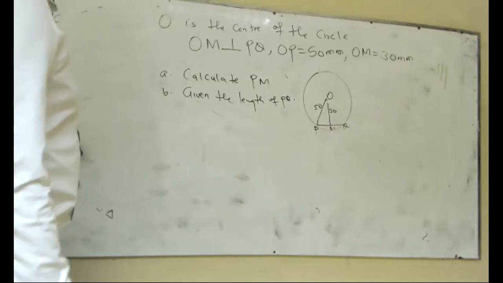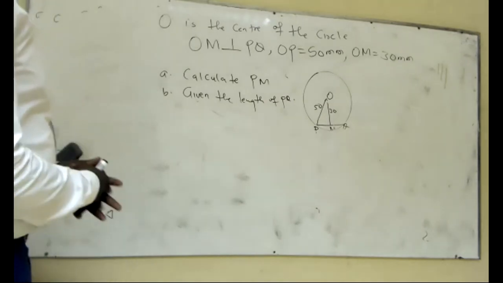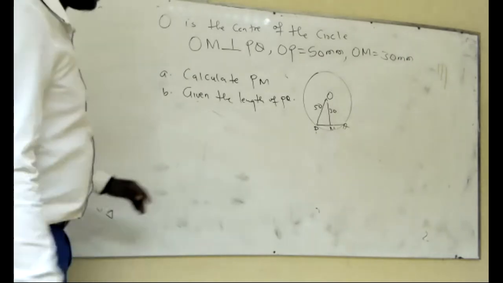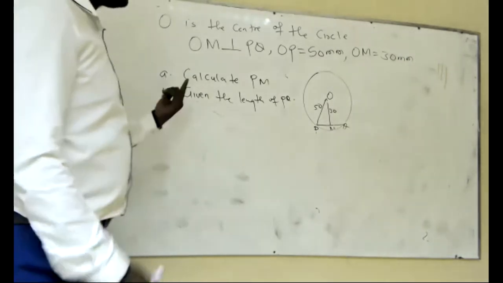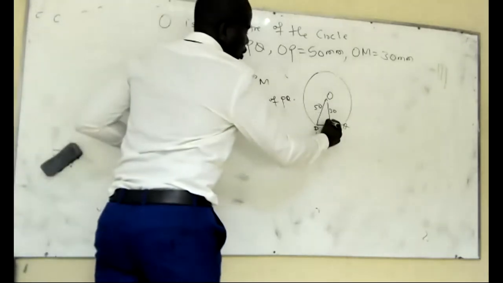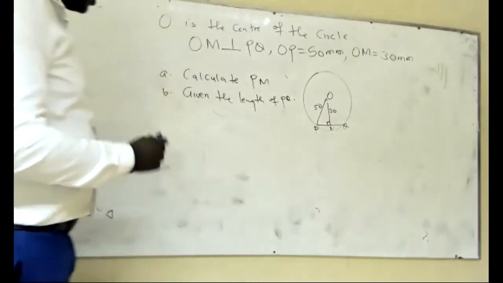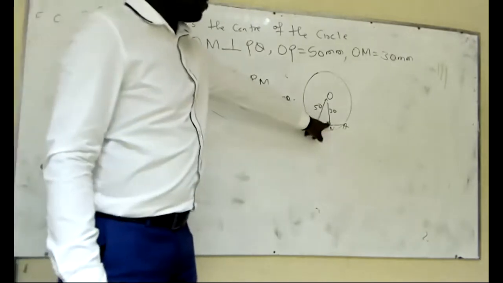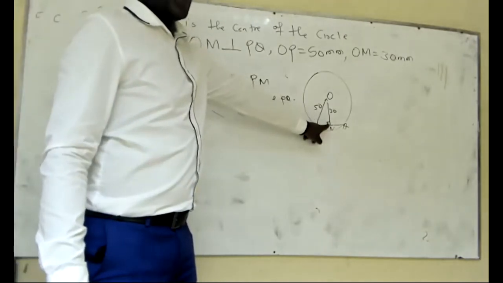Isn't it the Pythagoras theorem? Very true. We are going to use the Pythagoras theorem in this case. And we are motivated to use the Pythagoras because we are told that this is a right angle triangle, because we are given that we have a 90-degree angle there. You see that?